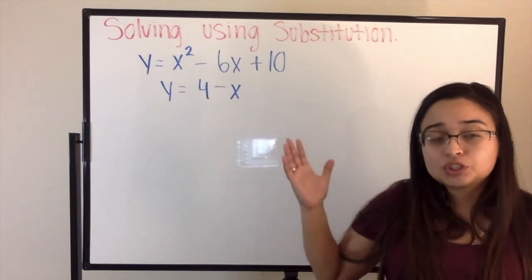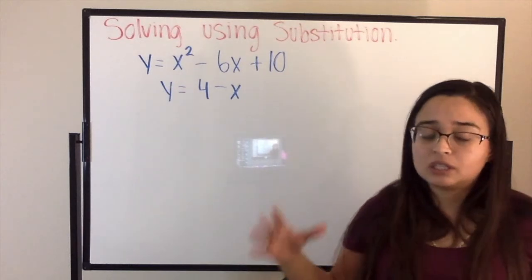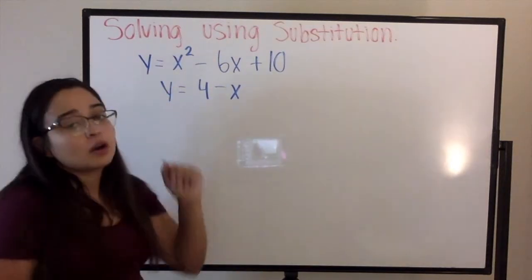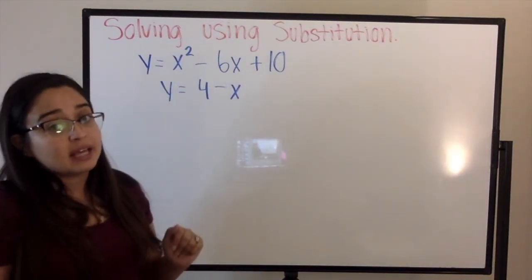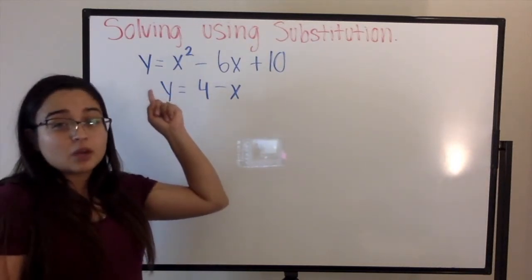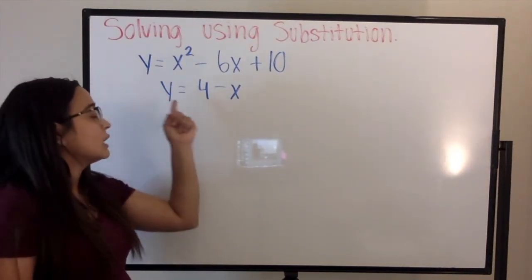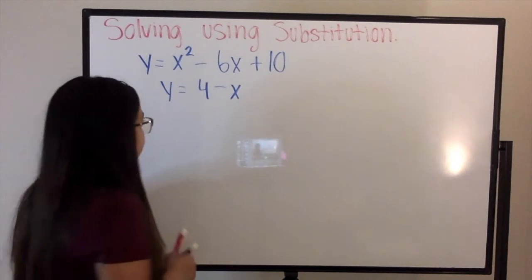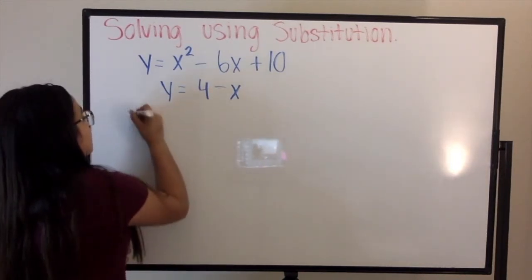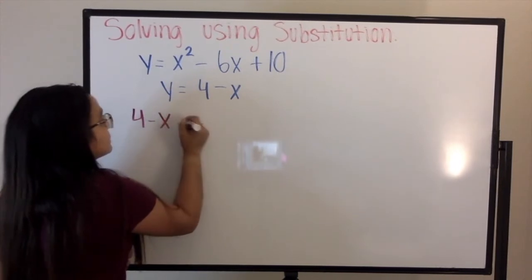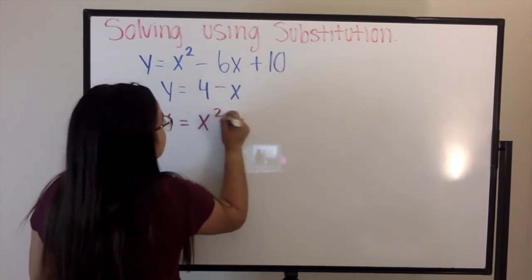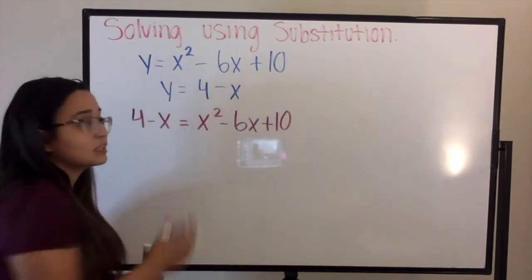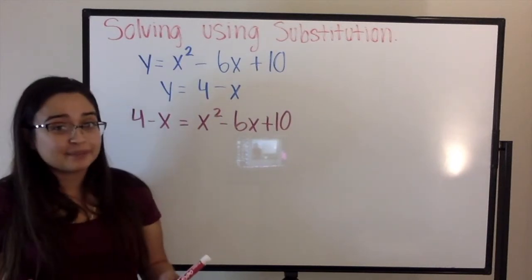Like substitution implies, we're going to be substituting one thing with another thing, okay? For example, we're going to take our quadratic equation, and you see how we have y right here? We're going to substitute this y with 4 minus x, okay? So it's going to look like this. 4 minus x is equal to x squared minus 6x plus 10. So now it's going to look like this. Okay? Substituted our y.